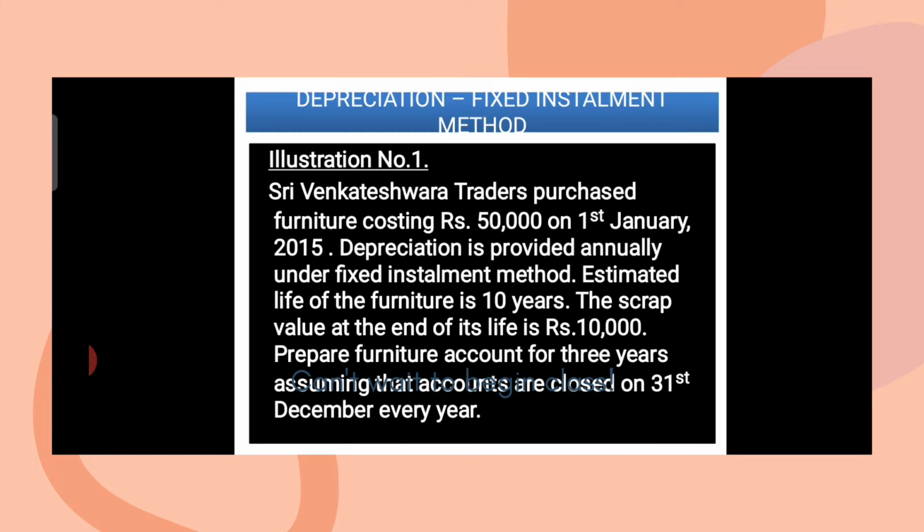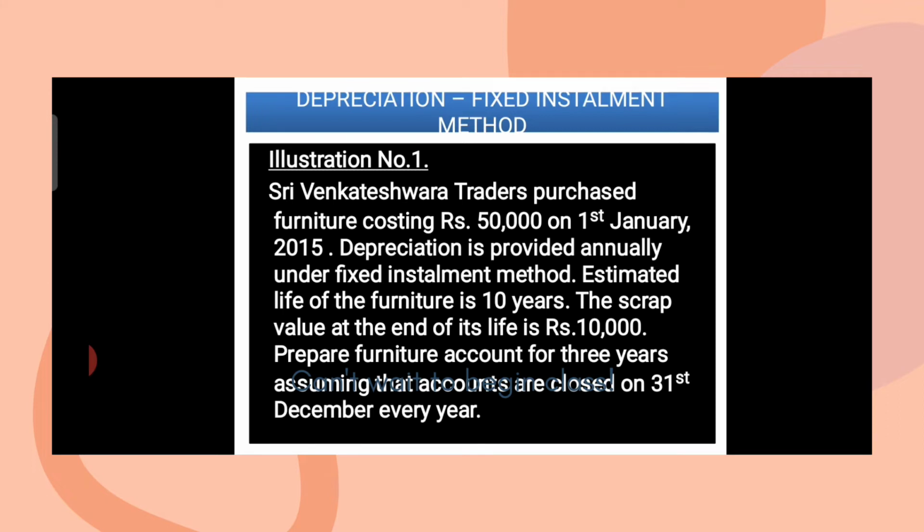Sri Venkateshwara Traders purchased furniture costing rupees 50,000 on 1st January 2015. Depreciation is provided annually under fixed installment method. Estimated life of the furniture is 10 years. The scrap value at the end of its life is rupees 10,000. Prepare furniture account for 3 years, assuming that accounts are closed on 31st December every year. So this is the problem.